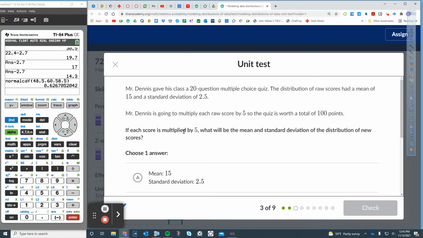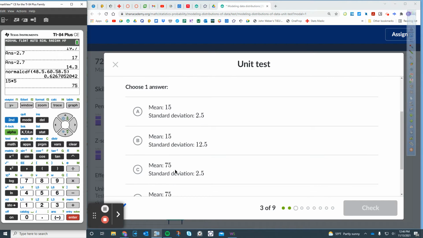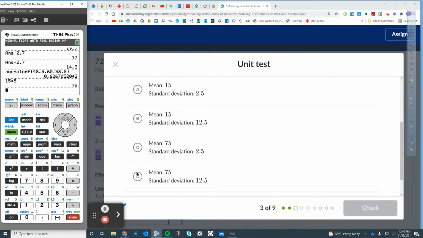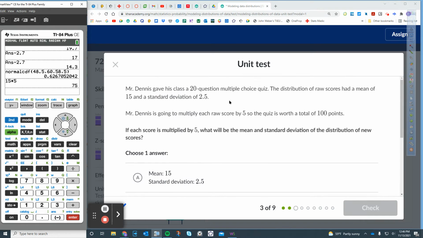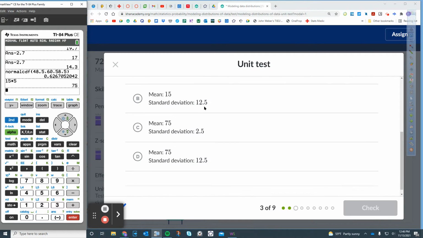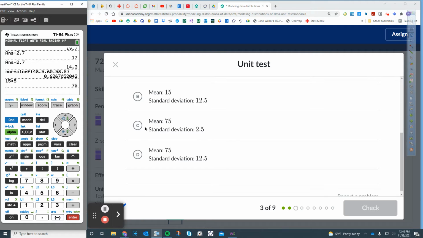If each score is multiplied by 5, what will the mean and standard deviation of the distribution of the new score be? Now, if the old mean is 15 and you multiply by 5 for every single score, you need to take the old mean and multiply by 5 too, right? That's how it works. So 15 times 5, that's going to be your new mean. So mean is going to be 75. So it's either C or D. Then you need to look at the standard deviation. The original standard deviation is 2.5. There is one for us, option C is 2.5.